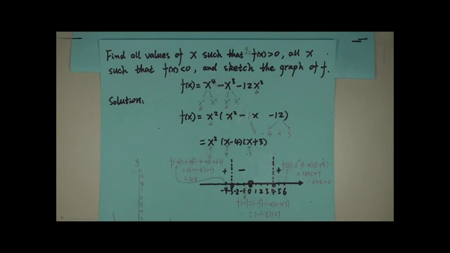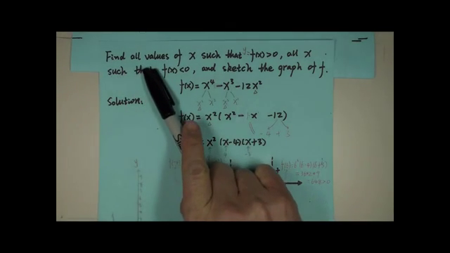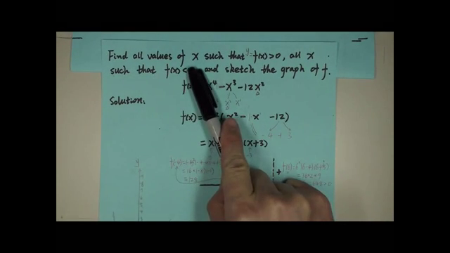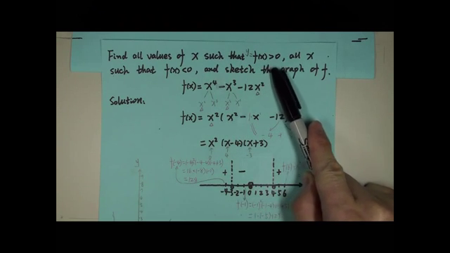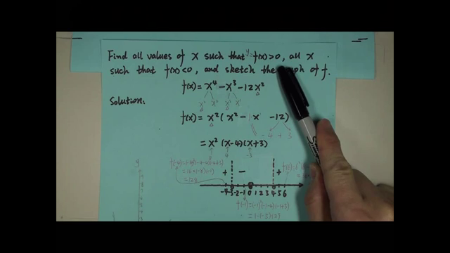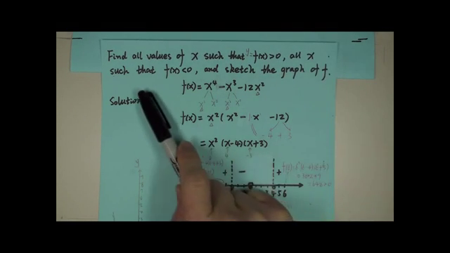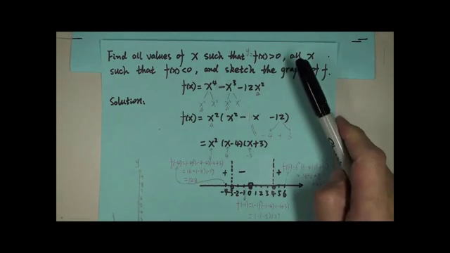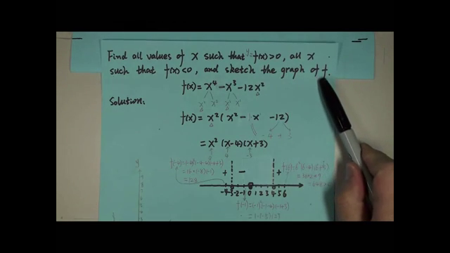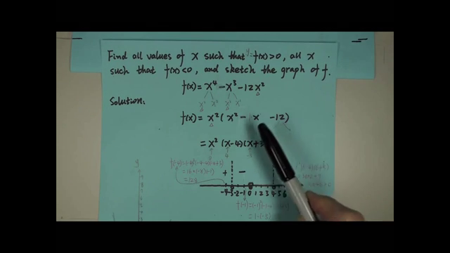Now let's look at this example. Find all values of x such that f of x is greater than 0, or x such that f of x is less than 0, and sketch the graph of f, this function. Here is the way to do it.